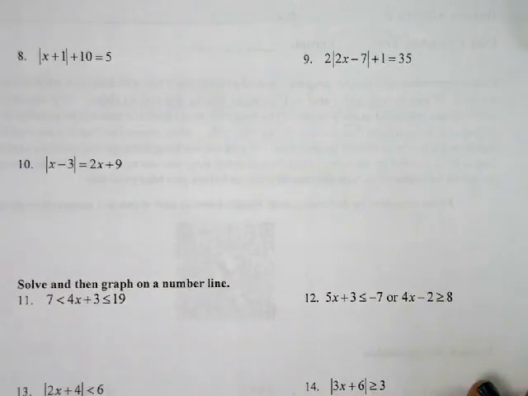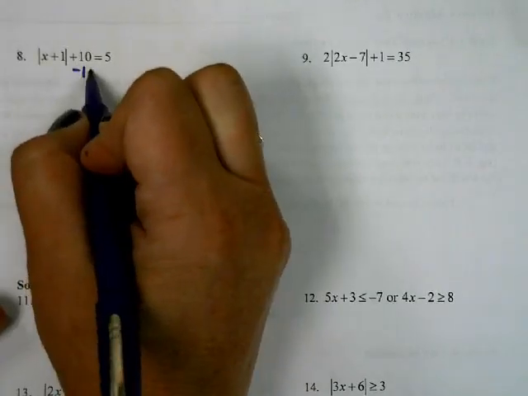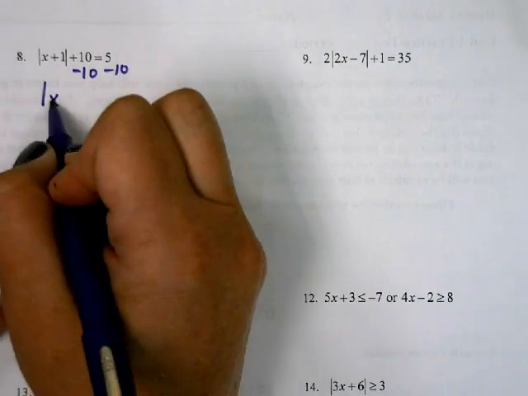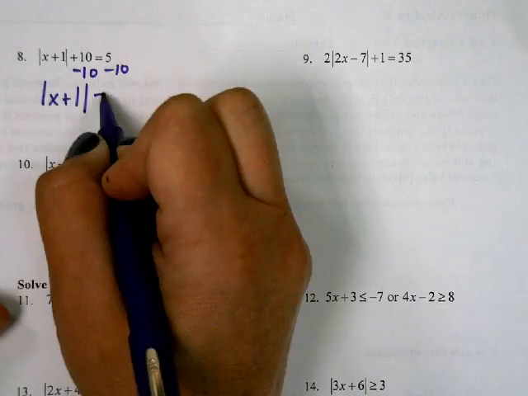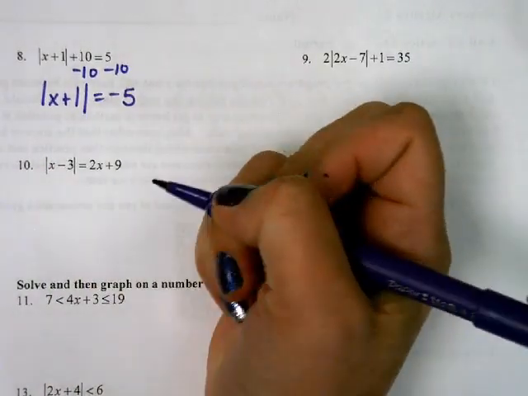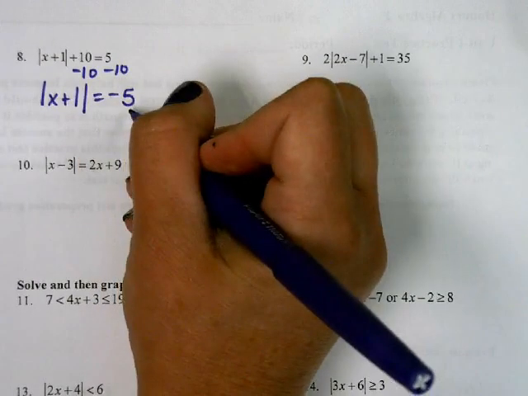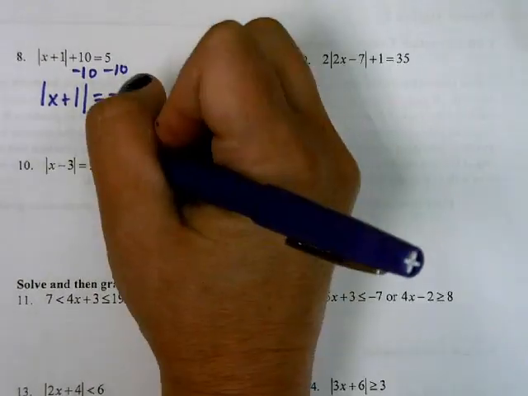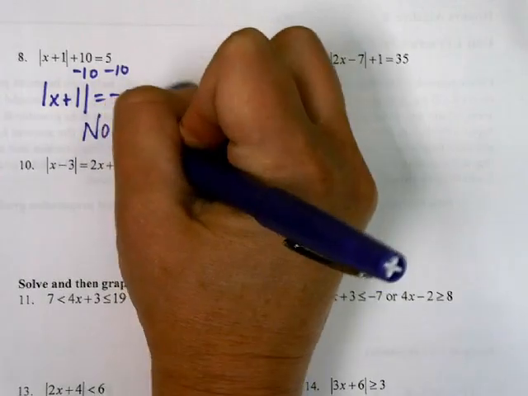Number 8, got to get the absolute value by itself. So when I subtract 10, I get the absolute value of x plus 1 is equal to a negative 5. I can't have an absolute value, which is distance, go negative 5, so that guy's no solution.